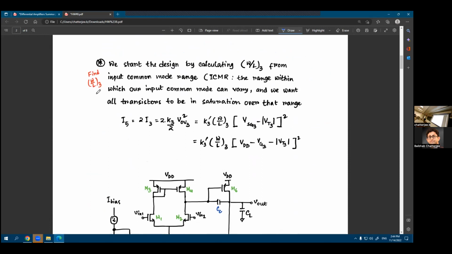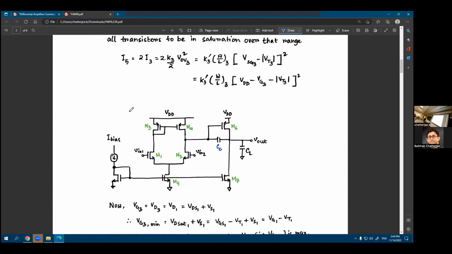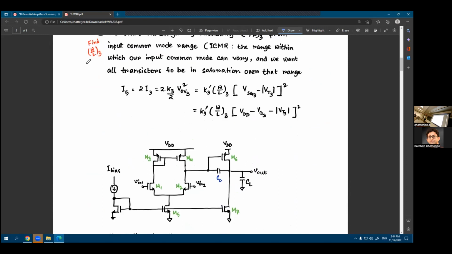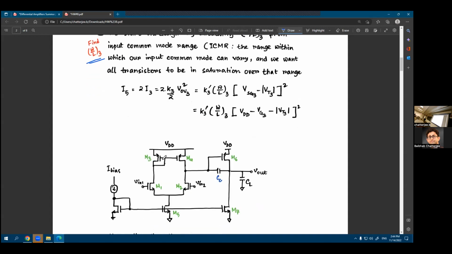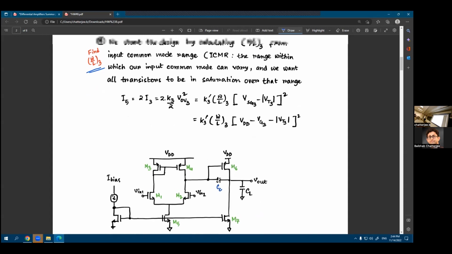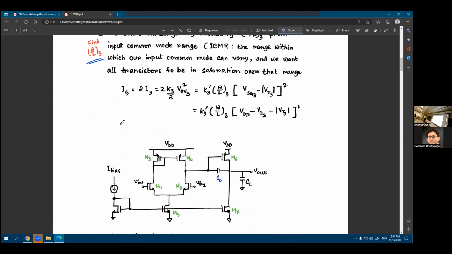Okay, so what is meant by designing? What we mean by designing is that you want to find out the aspect ratios of each of these transistors, which will help you meet some specifications. So you want to find out the aspect ratios, which are the W over L ratios. What's the width to length ratio of the transistor for each of these transistors, M1, M2, M3, M4, M5, M6, and M7? What would be the W over L ratio for each of these transistors? And that's something we'll discuss in the next lecture.